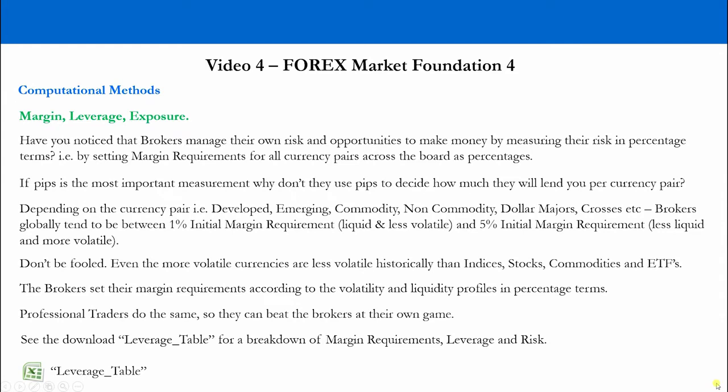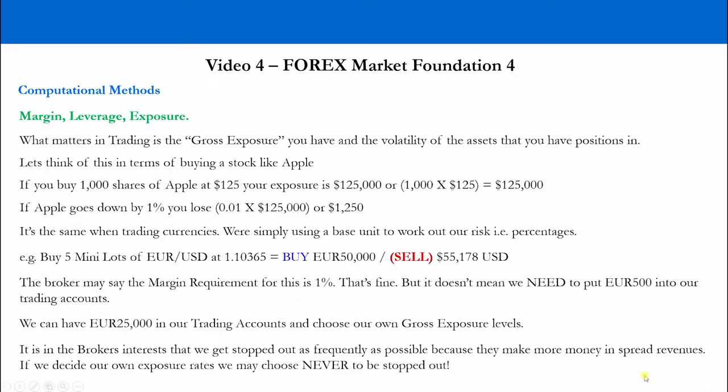Now, what really matters in trading is not how much leverage you can actually get or what the margin requirement is. What really matters is what your gross exposure is. That's your real risk. That's how professional traders calculate their risk. The first thing they look at is their gross exposure and the volatility of the asset that you have a position in, or assets that you have positions in.